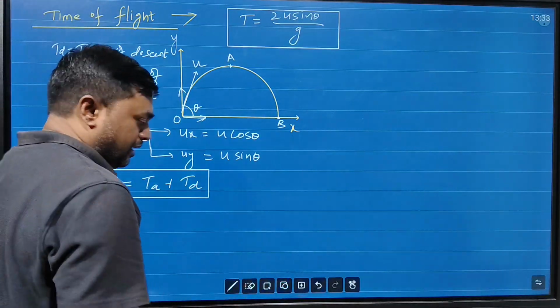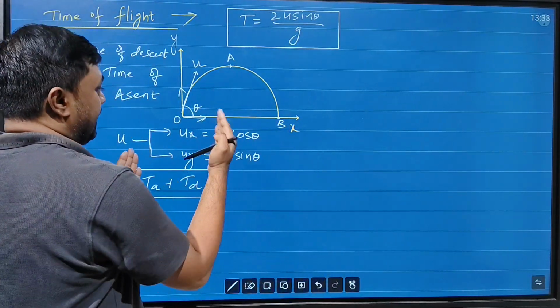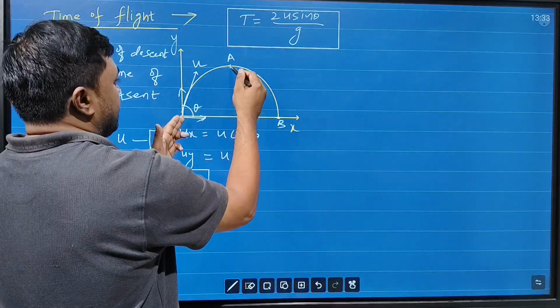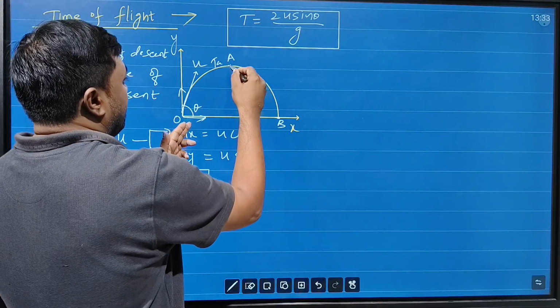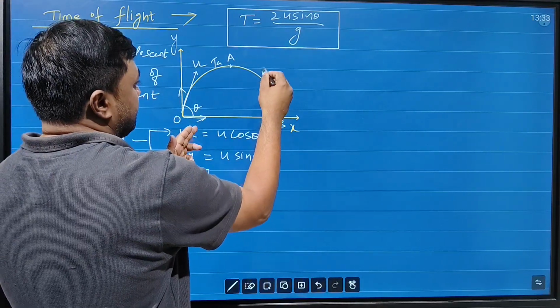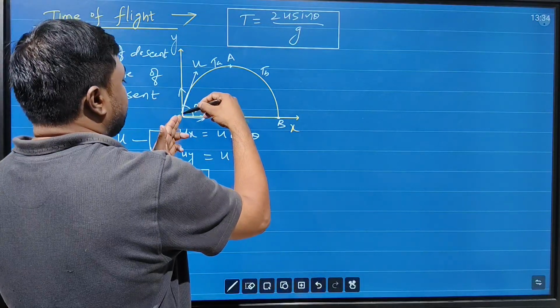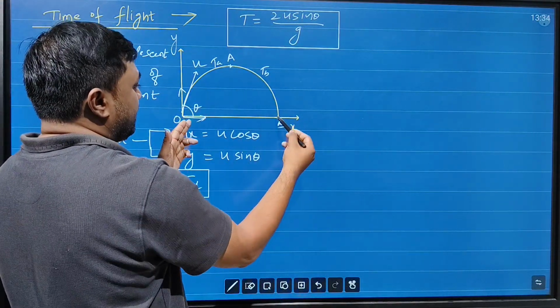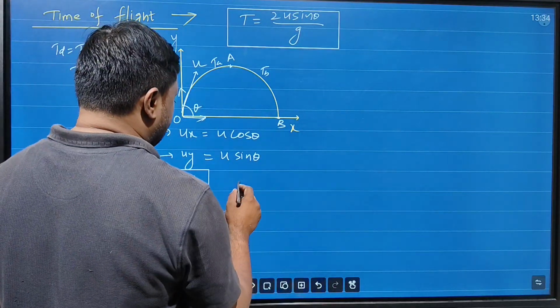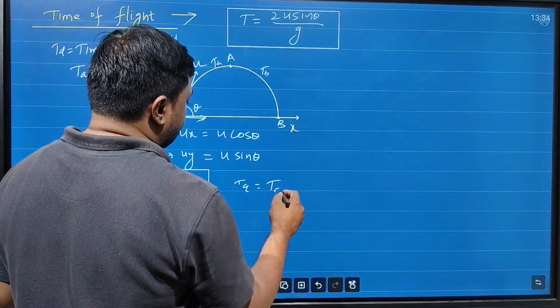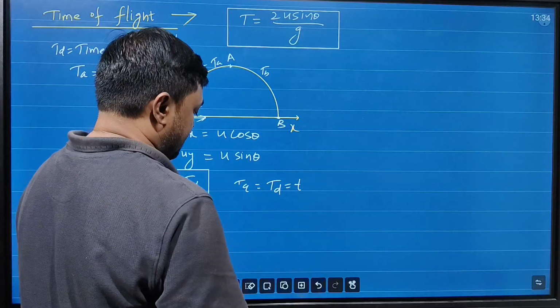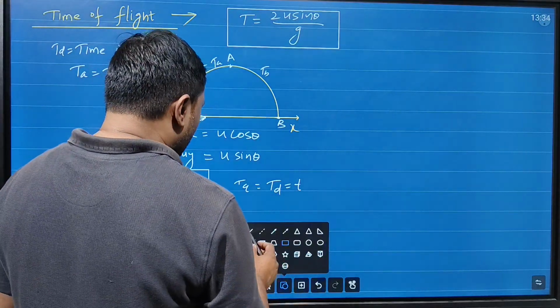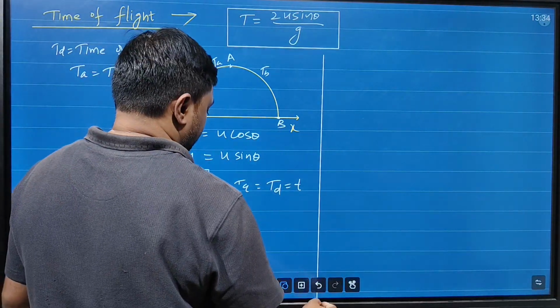One more thing you should remember, the path is symmetric. So whatever time is taken from here to the maximum point, that is time of ascent, will be equal to the time of descent, the time taken from the maximum point to the origin level. So let's say time of ascent is equal to time of descent, that is equal to, let's say, t. Am I clear?